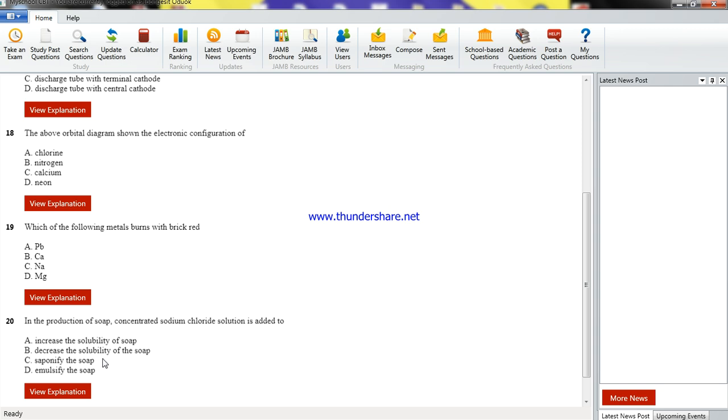So what the sodium chloride does is to decrease the solubility of the soap. You understand? So it will make the soap float up, and then you separate it from the glycerol. Okay, so we stop there for now.